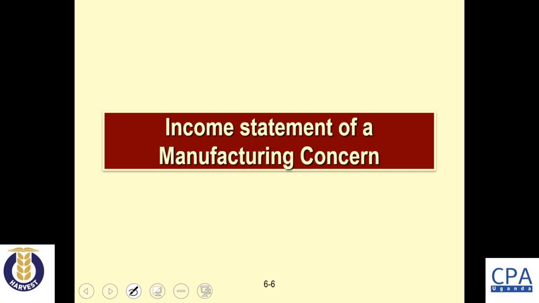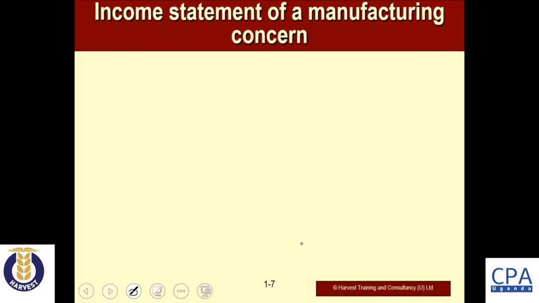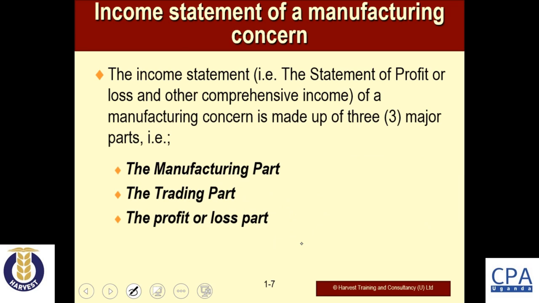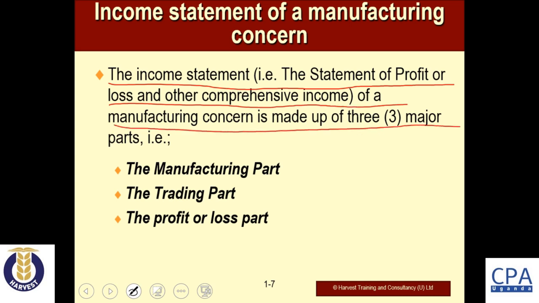So the question here is, how does the income statement of a manufacturing concern look like? We proceed in the slide by saying that the income statement, that is to say the statement of profit or loss and other comprehensive income of a manufacturing concern, is made up of 3 major parts.